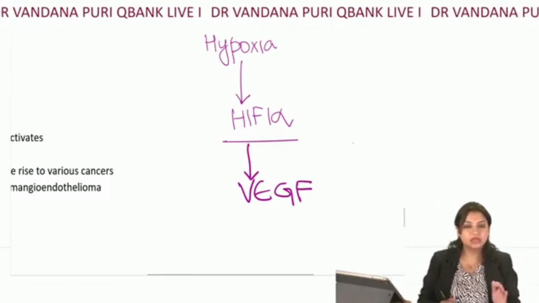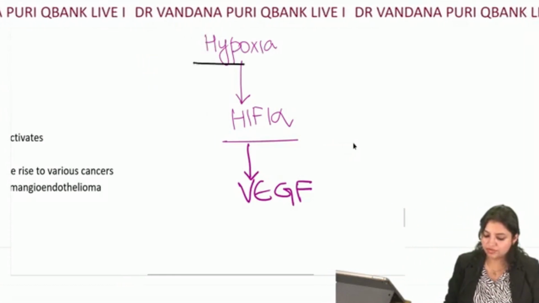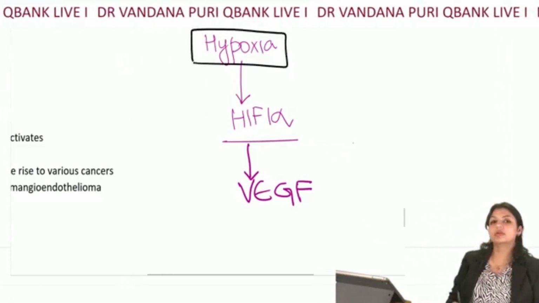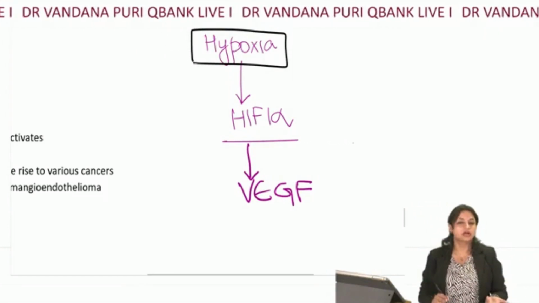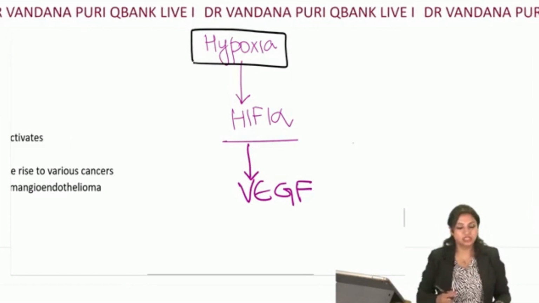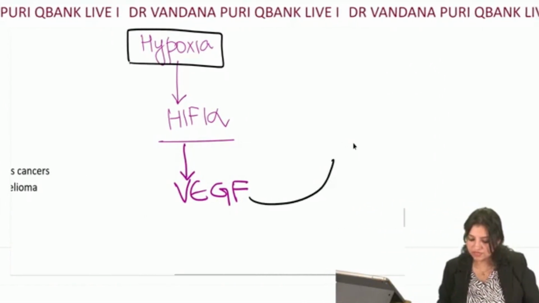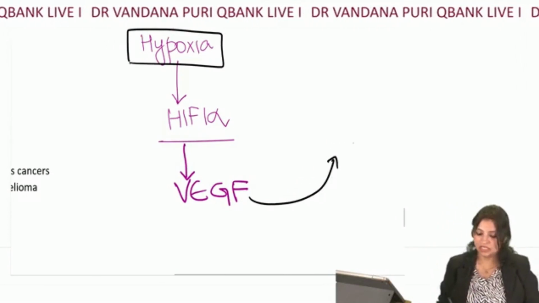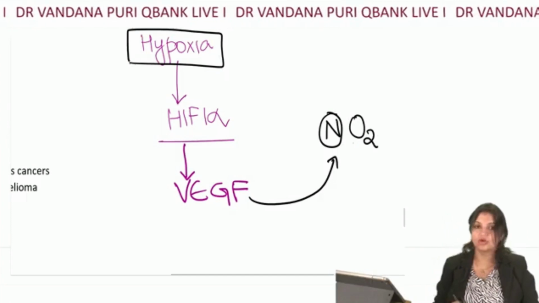Okay, because what does our body think? Our body thinks that the most common cause of hypoxia in our body, what do we think it was? Ischemia. So immediately our body starts inducing VEGF so that ischemia can be improved. So this VEGF starts producing new blood vessels, and after some time what will happen? The oxygen levels will become normal.